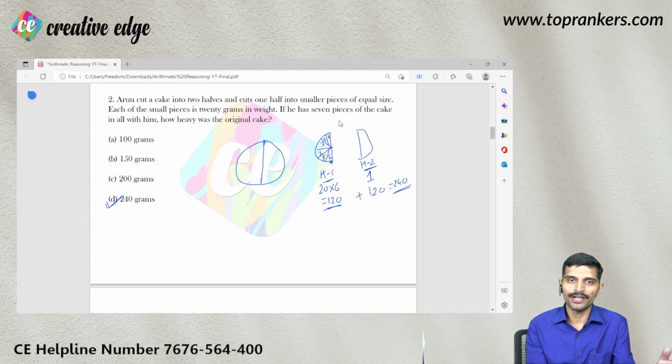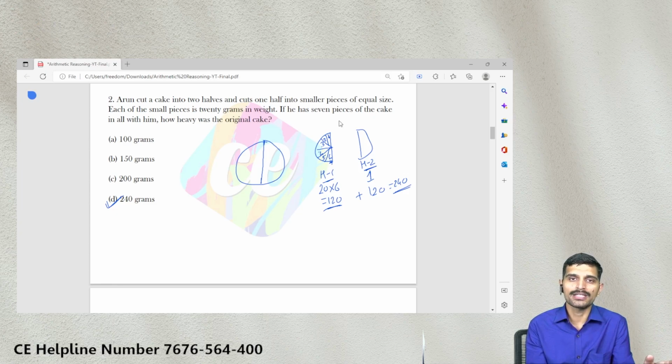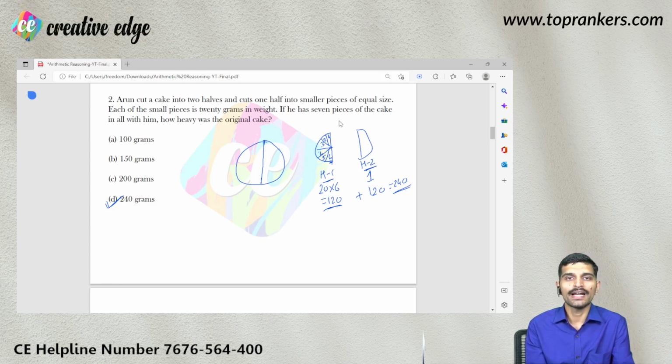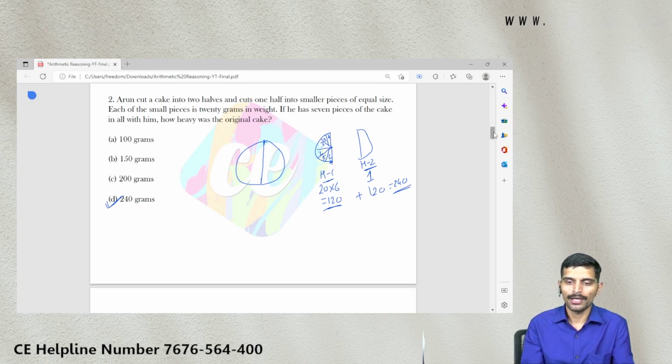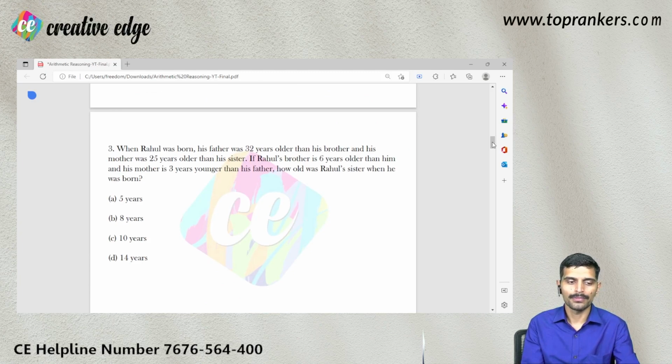Those 6 pieces were divided in equal pieces, and each piece has a weight of 20 grams. So total weight of the half that has been divided into 6 pieces is 120 grams, and similarly, the half that has not been divided has also a weight of 120 grams. So overall weight of the cake has to be 120 plus 120, that is 240 grams. All right, let's move to next question.